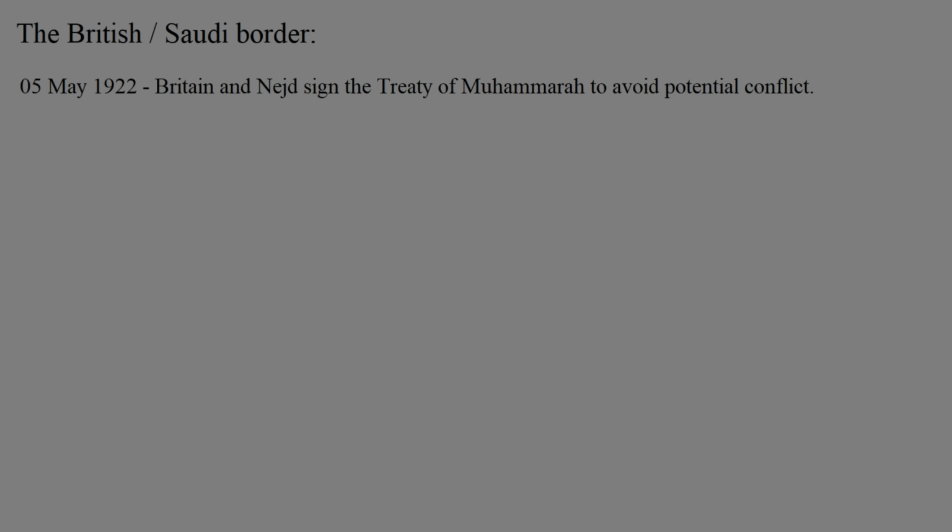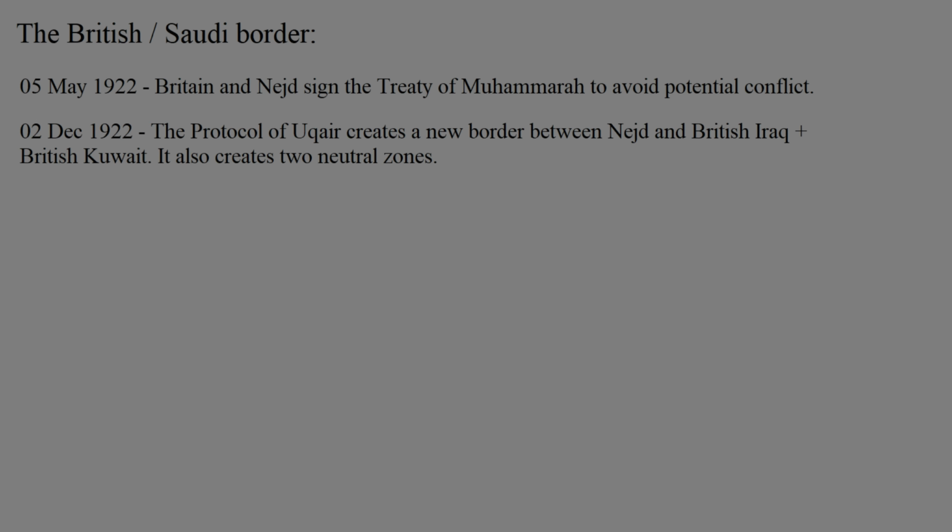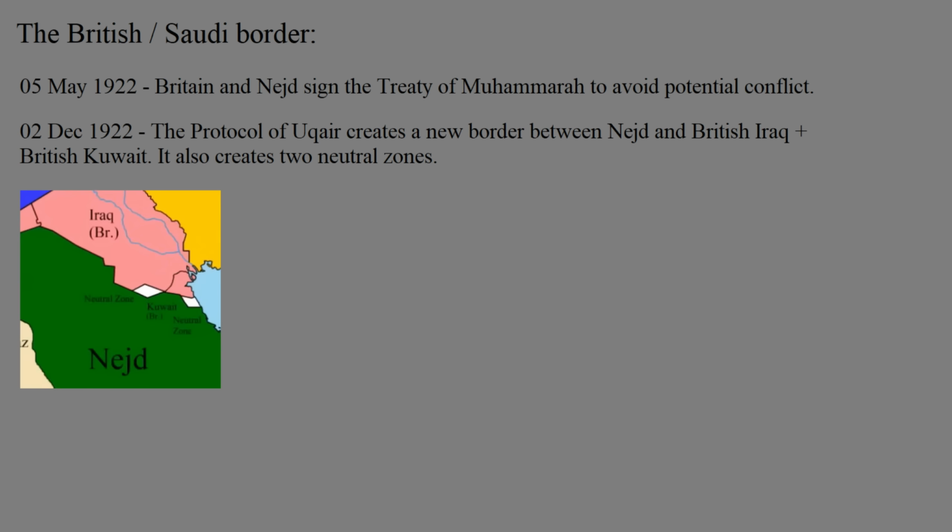One of the earlier border treaties was made before Nejd fully became Saudi Arabia. In 1922, since the British controlled Iraq and Kuwait, the Treaty of Muhammarah was signed on May 5, 1922 to prevent any potential conflict. Then on December 2, 1922, the Protocol of Uqair was agreed upon. The new official British Nejd border went along this line.